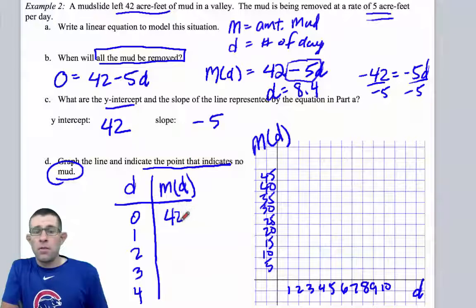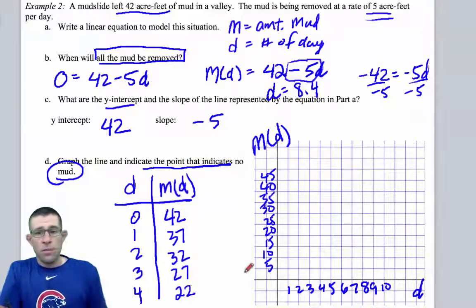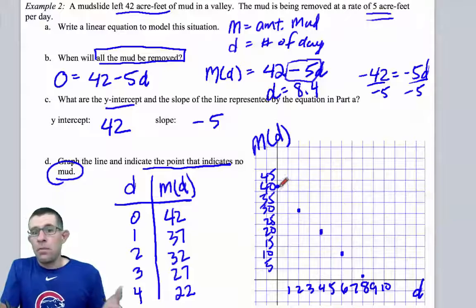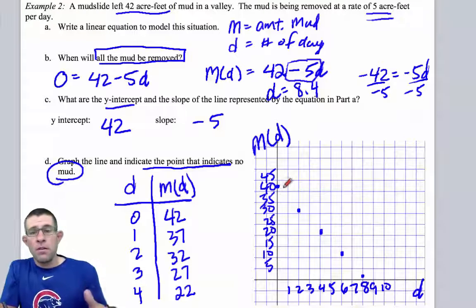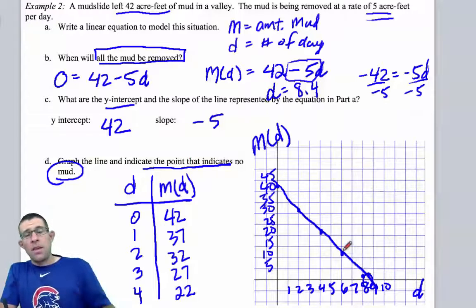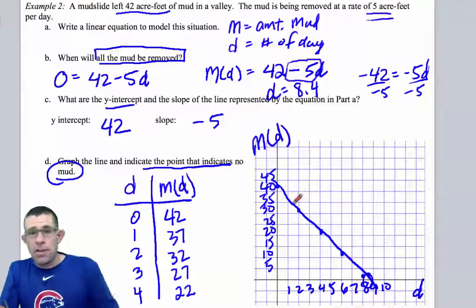At 0 days, we know that there were 42 acres of mud left. After 1 day, we remove 5, so we'll have 37, and then 32, 27, 22, and so on. Let's plot at least half of those points on our graph here. All right, you can see that I plotted about every other point. I know it's sloping down at negative 5, or another way to say that is every 2 days you go down 10, and therefore we see that right here, just between the 8th and the 9th day, is the point at which the mess will be totally cleaned up, and there'll be 0 acre-feet of mud.